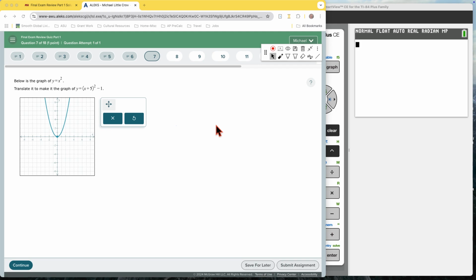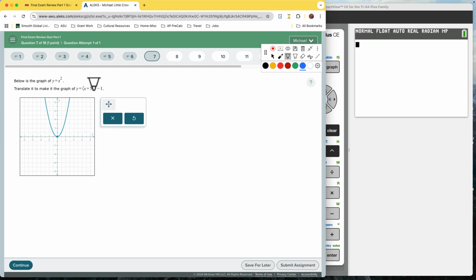Question 7, final exam review, quiz part 1. So below we have a graph and we need to move it, right? And we're given some instructions, or we're given a new function.